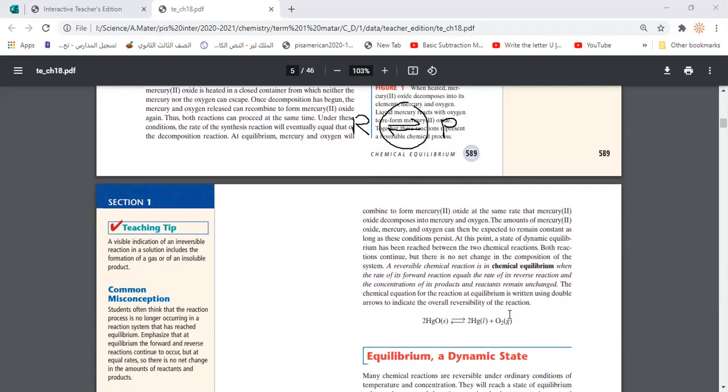So here, like I said, in a reversible chemical reaction at chemical equilibrium, the rate of the forward reaction equals the rate of the reverse reaction, and the concentrations of the products and reactants remain unchanged. And that requires certain conditions, conditions which allow the two reactions to work in opposite directions.